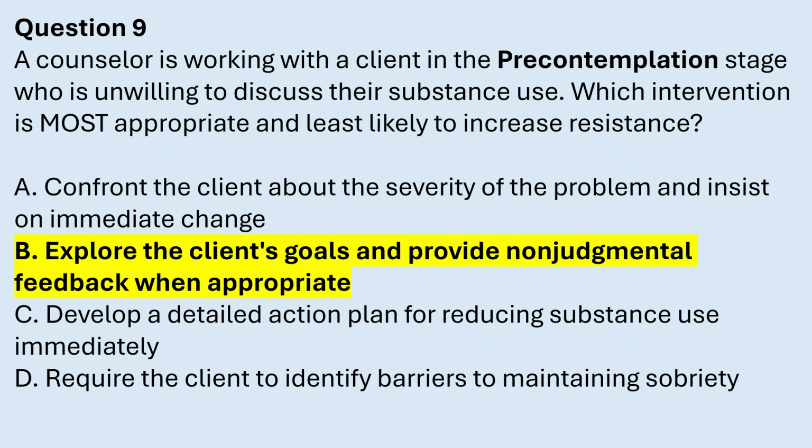A is incorrect because direct confrontation often increases defensiveness and resistance, especially when the client does not yet recognize a problem. C is incorrect because action planning is more appropriate for clients in the preparation or action stages who have already expressed a willingness to change. And D is incorrect because in the maintenance stage, clients work on sustaining change and preventing relapse. This client has not yet acknowledged a need for change.